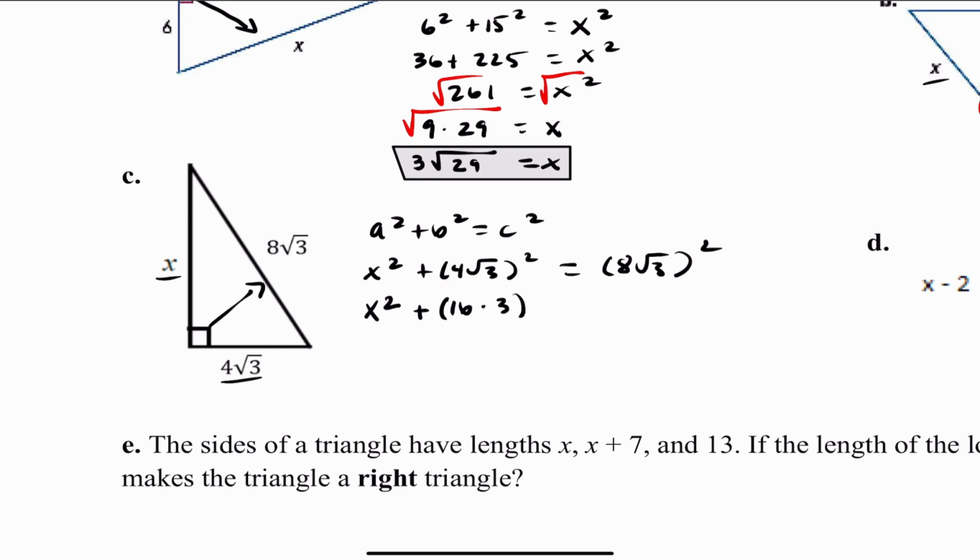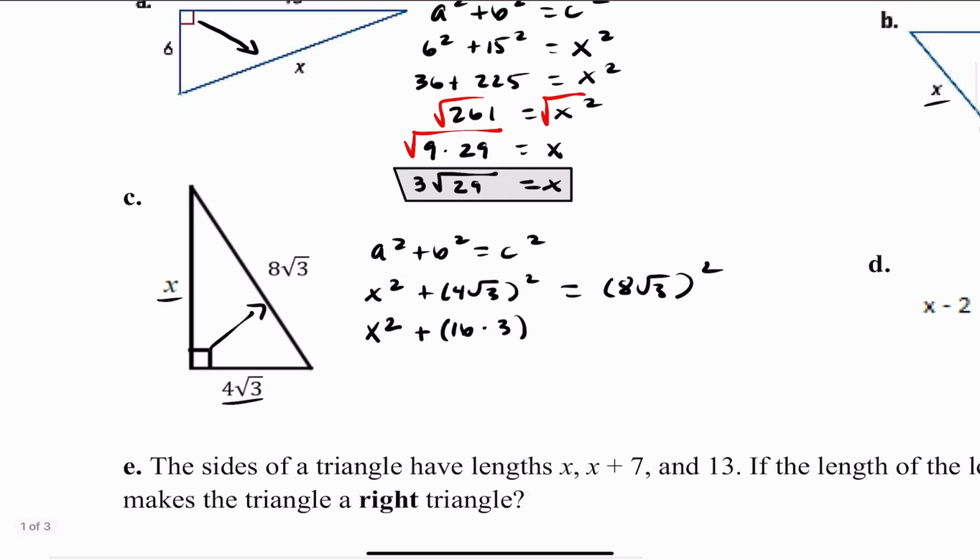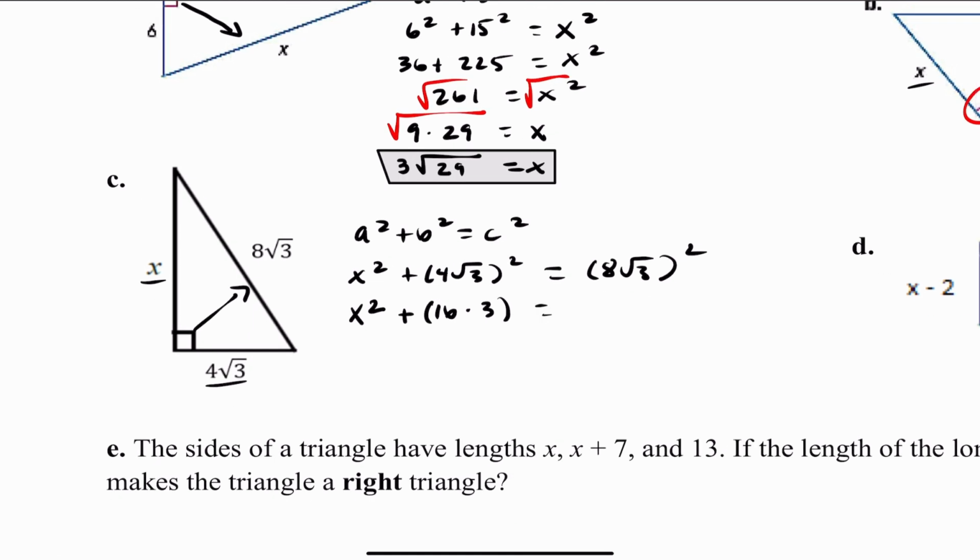Because if I'm doing 4 root 3, the quantity squared, and everything is multiplication here, it's safe to multiply these two things after you figure out what 4 squared and root 3 squared is. Okay, so I'm going to set that equal to, I have 8 squared, that's 64, and I have root 3 squared, that's times 3. So let me go ahead and simplify this. I have x squared plus 48 equals 64 times 3 is 192.